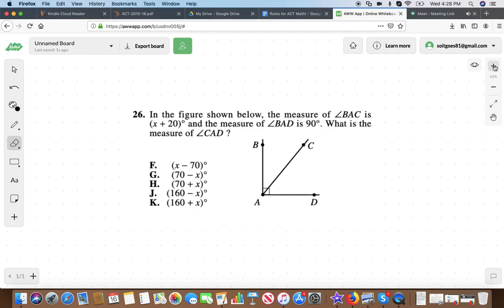Question 26. Go ahead and read this guy for me, please. I like this one too. In the figure shown below, the measure of angle BAC is x plus 20 degrees, and the measure of angle BAD is 90 degrees. What is the measure of angle CAD?